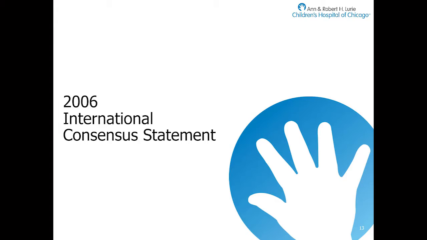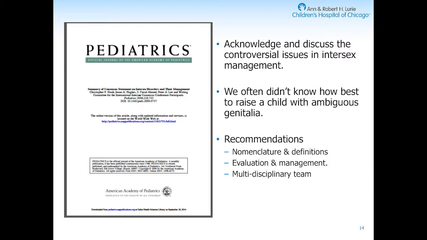And so this brings us to 2006, when the International Consensus Statement was published. So about 50 individuals from around the world, endocrinologists, psychologists, surgeons, ethicists, stakeholders, met to acknowledge and discuss the controversial issues in intersex management. And they acknowledged that we often don't really know how to best raise a child with ambiguous genitalia. They made recommendations about nomenclature and definitions, about evaluation and management, and they expressed that it was very important for these children to be cared for by a multidisciplinary team.